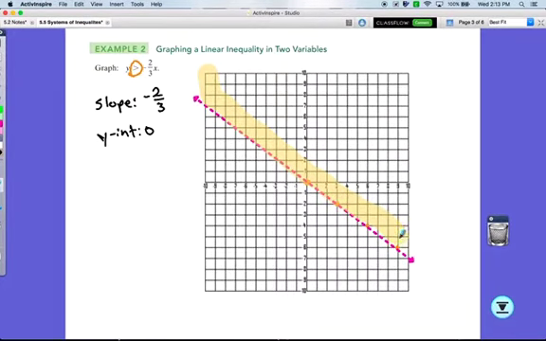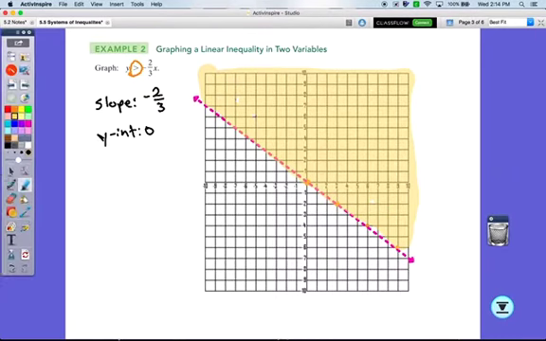We can always do a test value. Here we go, shading it in. Again, we could have done a test value. And so I did that same test value of (1, 1). If I plug that into my inequality, is 1 greater than negative 2/3 times 1? So 1 is greater than negative 2/3. Since that's true, we shaded the half plane that had the (1, 1) in it.